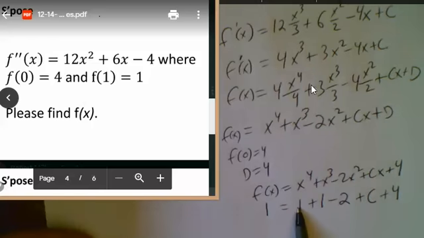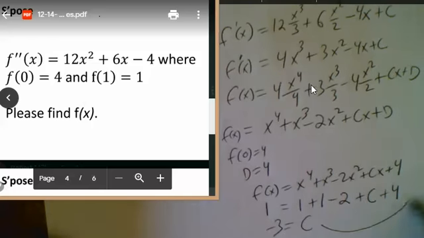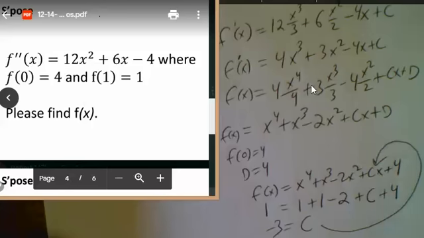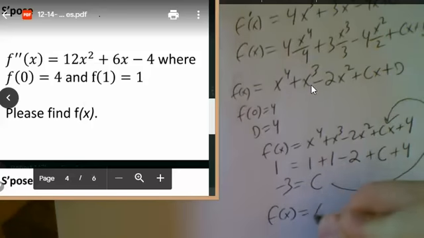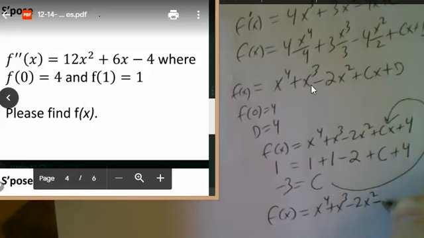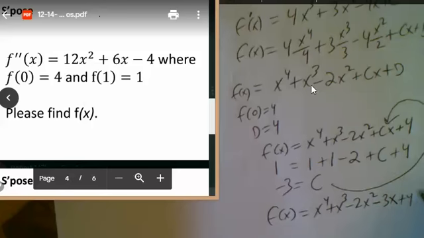So we clean that up. That cancels, minus 4. So it looks like c is negative 3. And if c is negative 3, I can put that right back here to finish off the problem, which I'll do right on this last step. So f of x equals x to the fourth plus x to the third minus 2x squared minus 3x, because c was negative 3, and then plus 4.